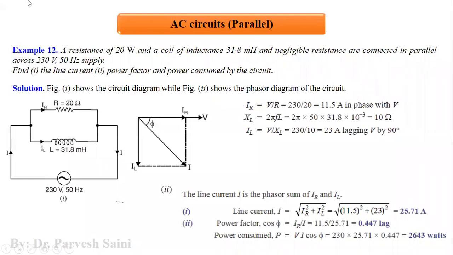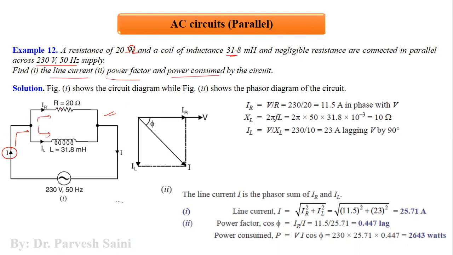Now let us come to the numerical related to a parallel AC circuit. In this, we are given a resistance of 20 ohm and a coil of 31.8 millihenry, with some negligible resistance, connected in parallel across this much source, right? This is the circuit diagram for the given question. We have to find out the line current, which is basically the total current flowing in the circuitry. We have to find out the power factor and the power consumed by the circuit.